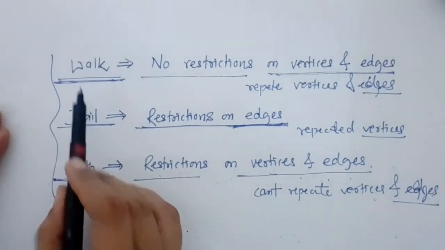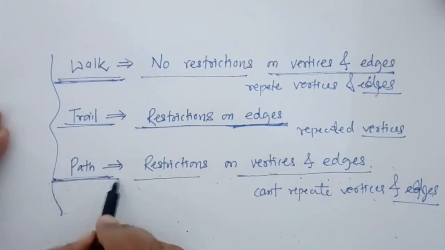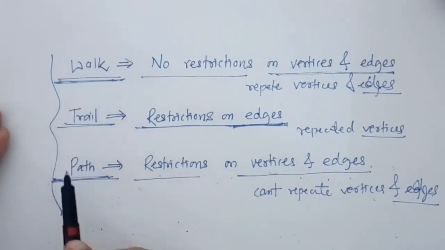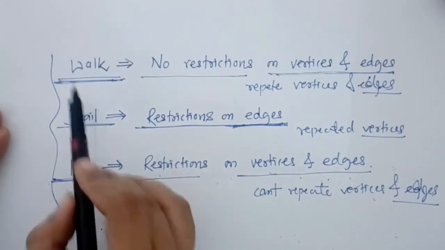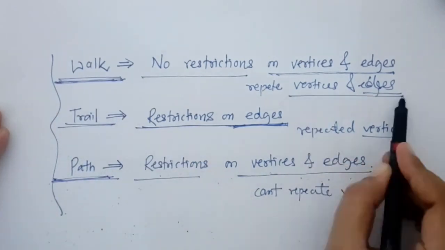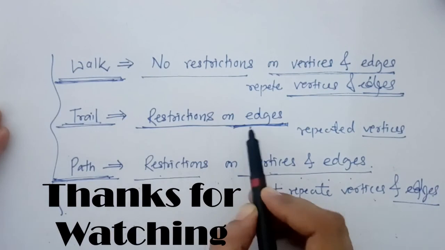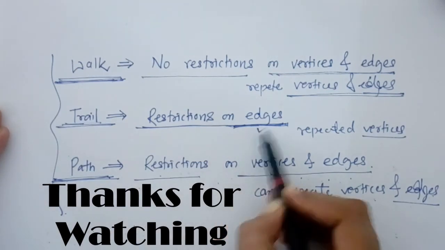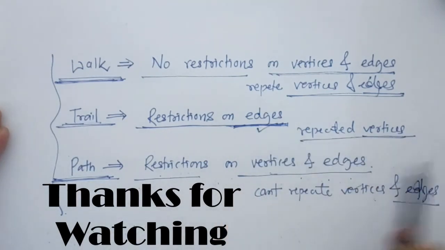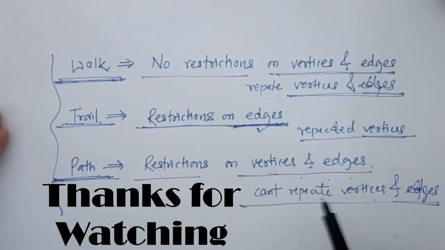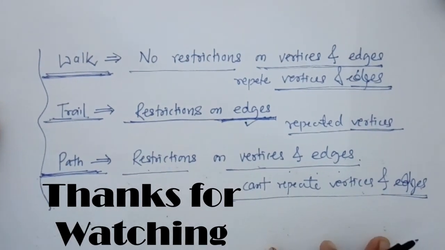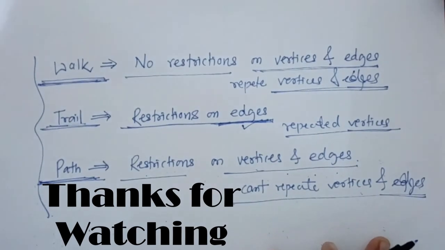Thus we have to remember that walk, trail and path are alternating sequences of edges and vertices. In a walk we can repeat vertices and edges more than once. In a trail we can't repeat edges, we can repeat vertices, and in a path we can't repeat vertices and edges. So this is all about vertices and edges.